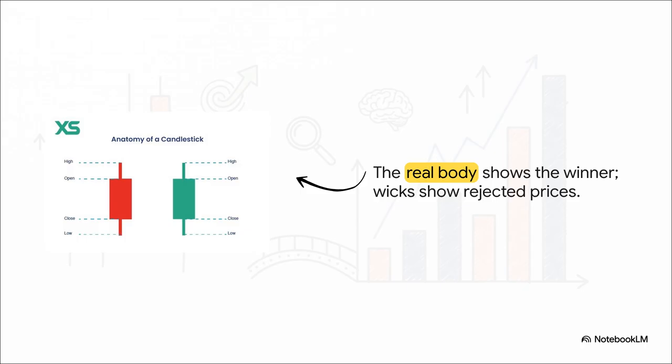Think about the solid part. That's called the real body. This shows us the winner. A big green body, buyers absolutely dominated. A big red body, sellers took total control. And those skinny lines, the wicks sticking out, those are the footprints of rejected moves. It's where one army pushed forward only to be violently shoved right back by the other side.